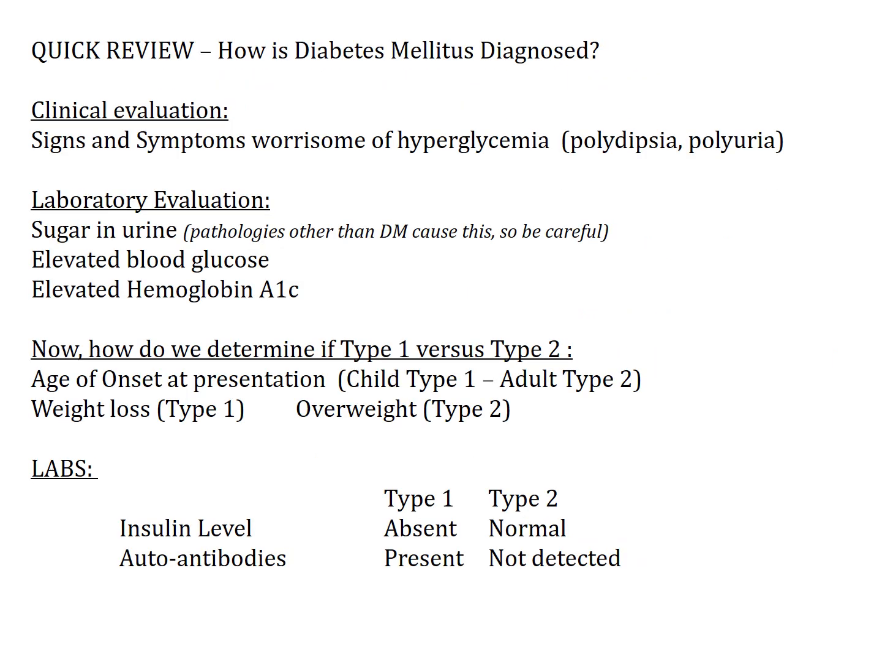All right, so a quick review here. At this point, you should be able to tell me how diabetes mellitus is diagnosed. You should be able to tell me about the symptoms of hyperglycemia. You should be able to talk to me about laboratory evaluations. What's the role of blood glucose and what's the role of hemoglobin A1C in making that diagnosis?